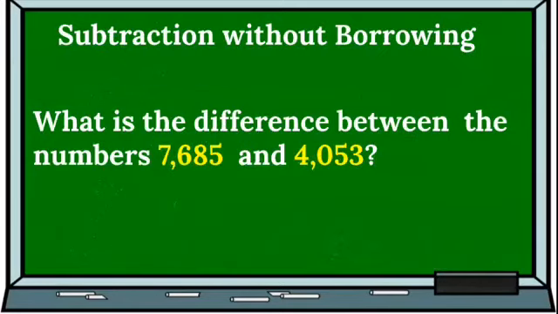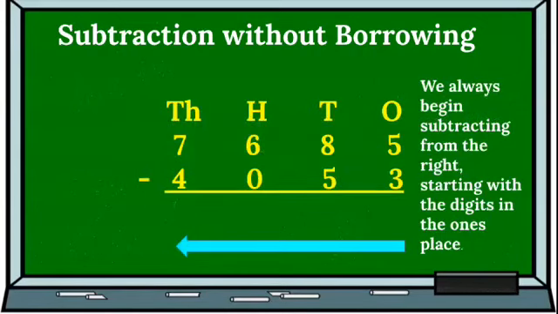So our first problem, what is the difference between the numbers 7,685 and 4,053? Here we have our numbers arranged vertically. So we're using the vertical method, and here we have our numbers in their respective place value columns. We always begin subtracting from the right, starting with the digits in the ones place.